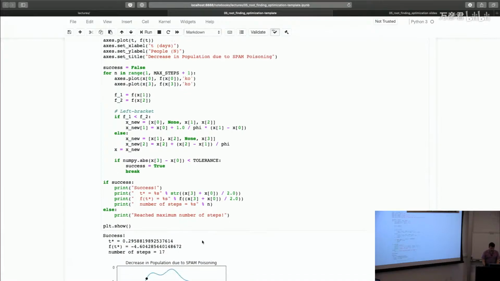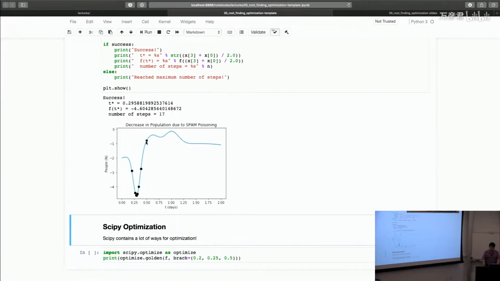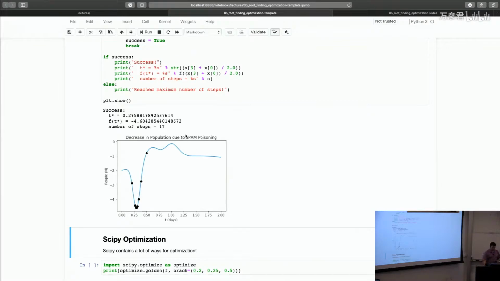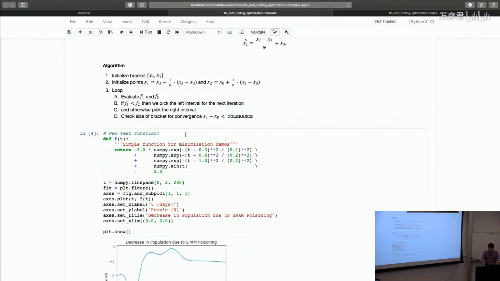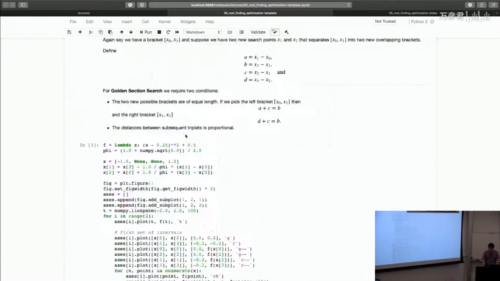So we can do this. And you can see these are the black points. The black points are just being plotted as we narrow down our bracket, and they do converge onto the bottom of this minimum. And it's fairly fast. Its number of steps is 17. Actually, I don't remember what the interpolation version did.